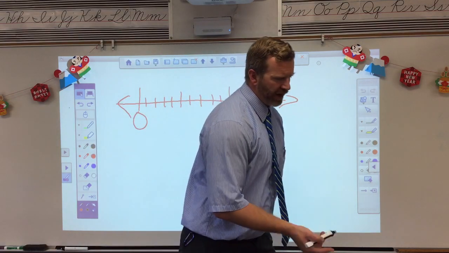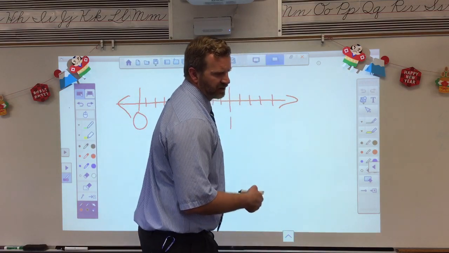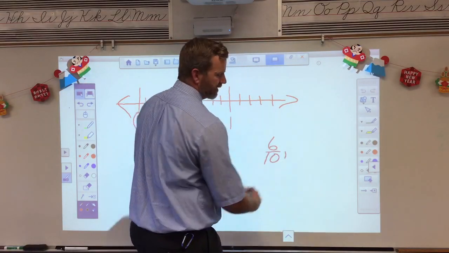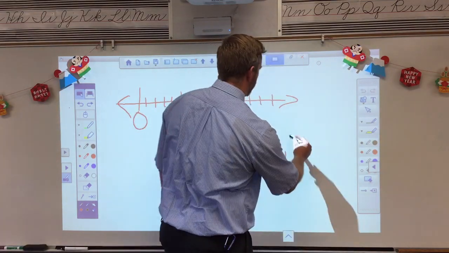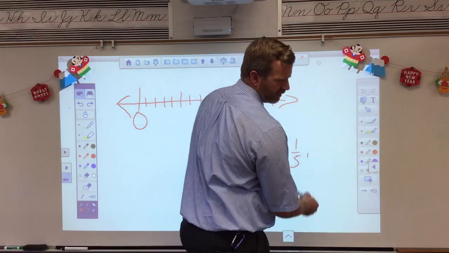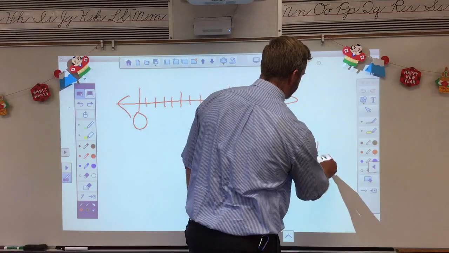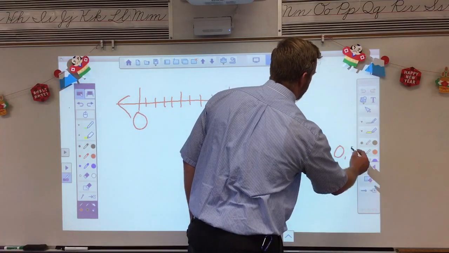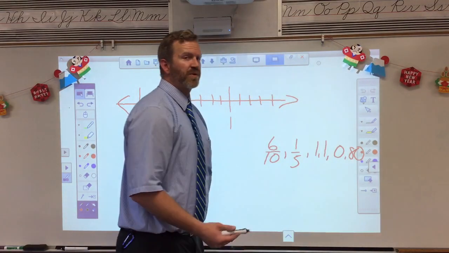Now let's look at the fractions and the decimals they give us. They give us 6 over 10. We got 6 tenths. We got 1/5. We got 1.1. And we got 0.80. All right, so let's put these things where they go.